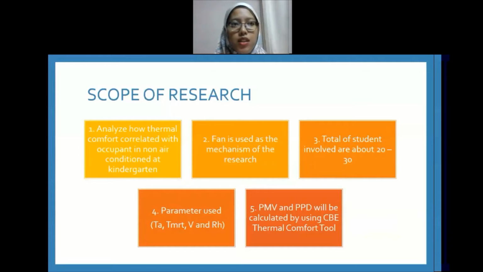The scope of this study is to analyze how thermal comfort correlates with occupants in non-air conditioned kindergartens. Fans will be used as the mechanism of the research. Next, the total number of students involved in this study is about 20 to 30 students. Moreover, the parameters used in this study are air temperature, mean radiant temperature, air velocity, and relative humidity. Lastly, PMV and PPD will be calculated by using the CBE thermal comfort tool.